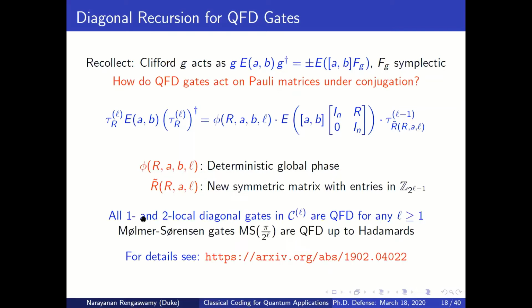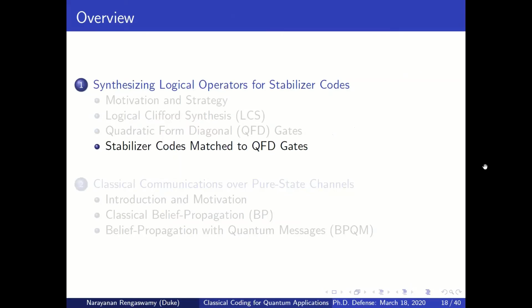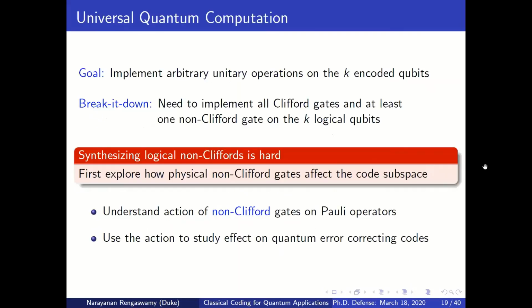And we are able to show that canonical products of all 1 and 2 qubit gates, which I call 1 and 2 local gates, are QFT. So they all look like this thing that we introduced. And Mølmer-Sørensen gates are the standard 2 qubit gate that you do in the lab for ion trap quantum computing. And we can quite easily show that they are also QFT up to some Hadamard operations. So the key thing here is this result, that if you conjugate by a QFT operation, you get an overall phase, a new Pauli matrix, and a recursion to a lower level QFT gate. Now I'm going to use that to do something useful.